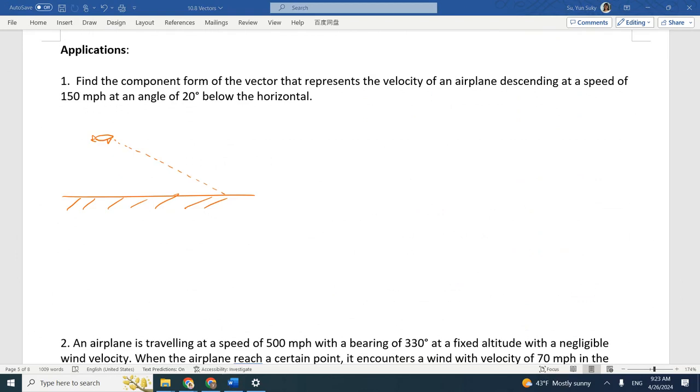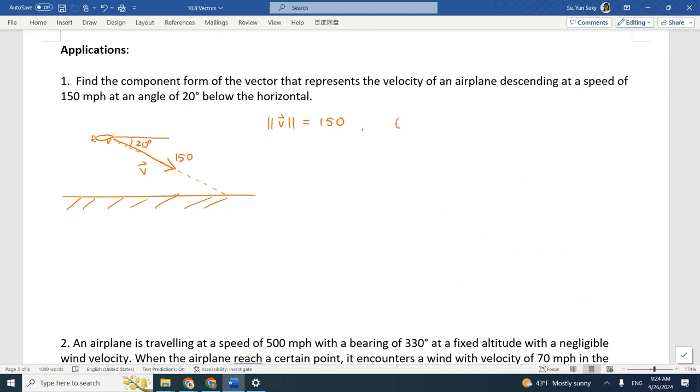Okay, the speed is 150 miles per hour with the angle 20 degrees below the horizontal. We want to find the component form. Okay, everybody? So in this case, we know the magnitude of V. Let's say this is the vector V. The magnitude of V is 150.